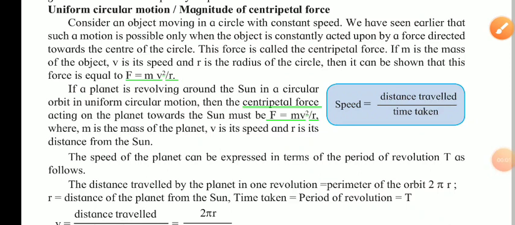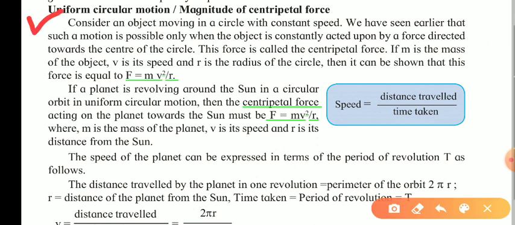Dear students, we are moving towards the third part of the chapter Gravitation, in which today we are going to learn about the universal circular motion or the magnitude of centripetal force. First of all, we will talk about the circular motion.